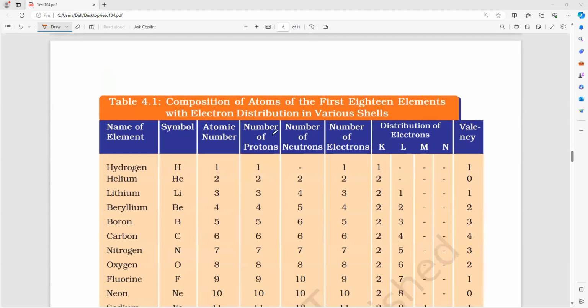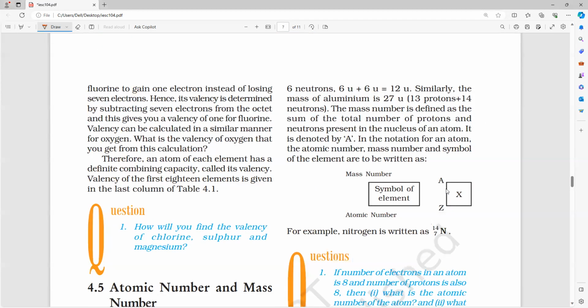Now they have given the composition of atoms of the first 18 elements with electron distribution in various shells, so that we can find the valency and everything. So let us add one more column, that is representation or atomic notation. In our book itself, you can write that one. You already studied atomic notation just now, I taught. This is what we used to call atomic notation. Do you all understand what I'm saying?